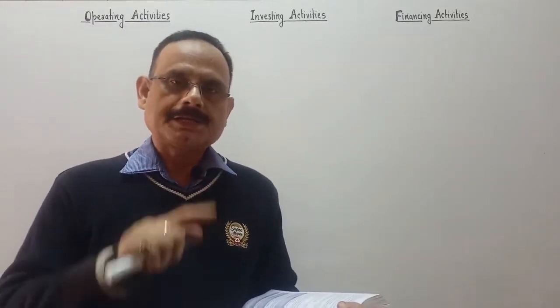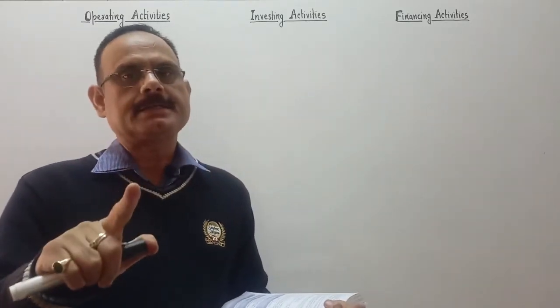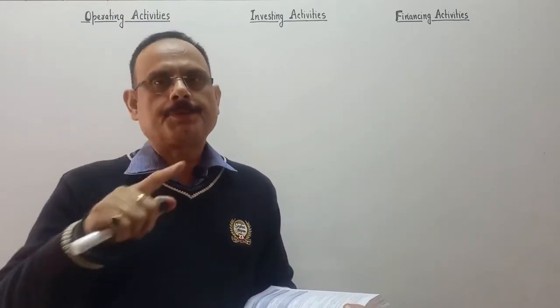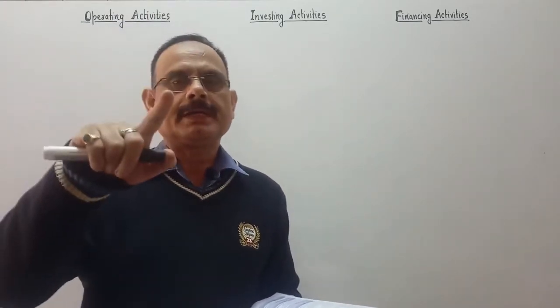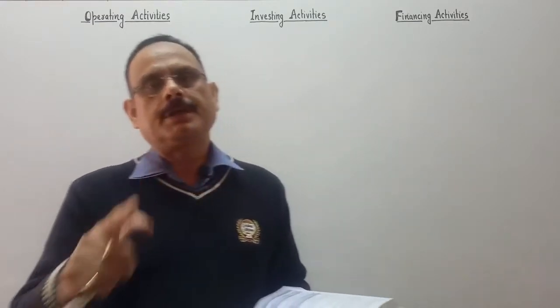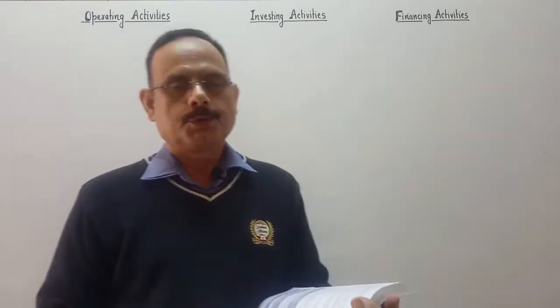Now we will see one question based on classification of operating activities, investing activities and financing activities. So many activities are given in this question. We have to identify whether each one is related to operating, investing or financing, or whether it is related to cash and cash equivalent. Is it clear? So we'll see this one question. I'm giving you one question. You pause the video and note down the question.